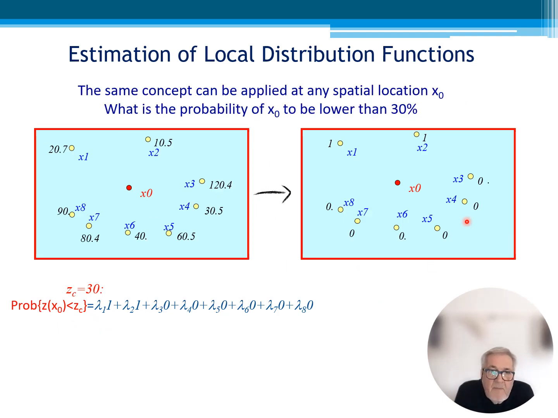Now, we can do the same, but for a spatial location x0, for example, this one. I want to know the probability, for example, of x0 to be lower than 30. And we can do it, now not with an arithmetic mean, but with a weighted average of sample values with different weights. They have more weight according to their proximity to the target location, and so on. So we transform those values first into ones and zeros, and we do a weighted average of ones and zeros.